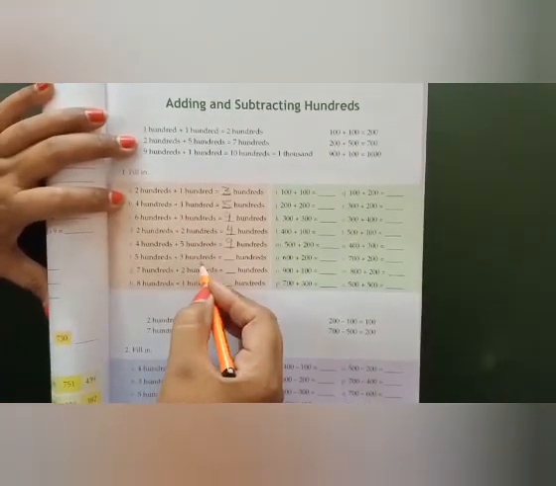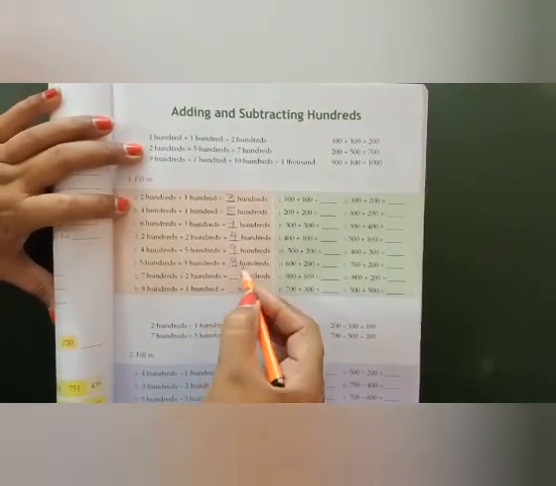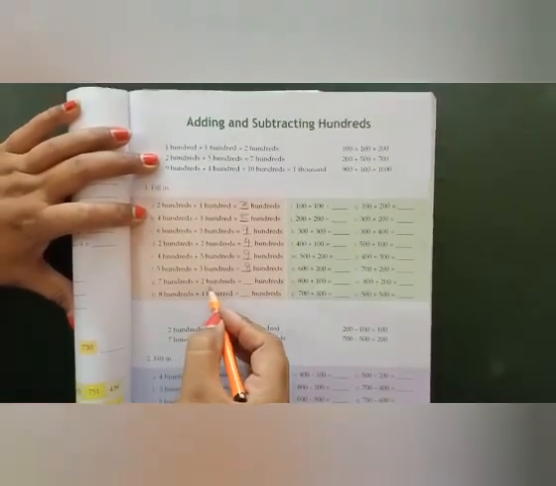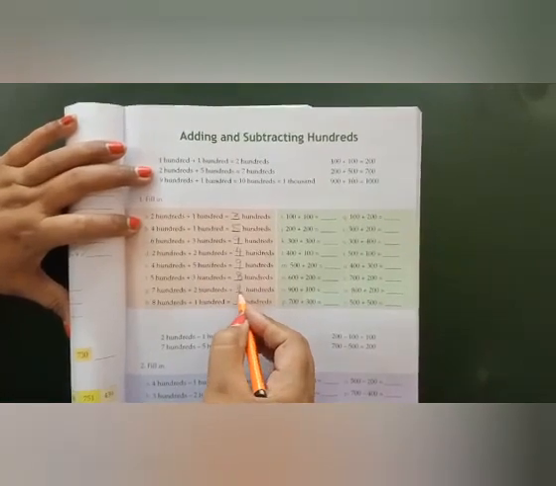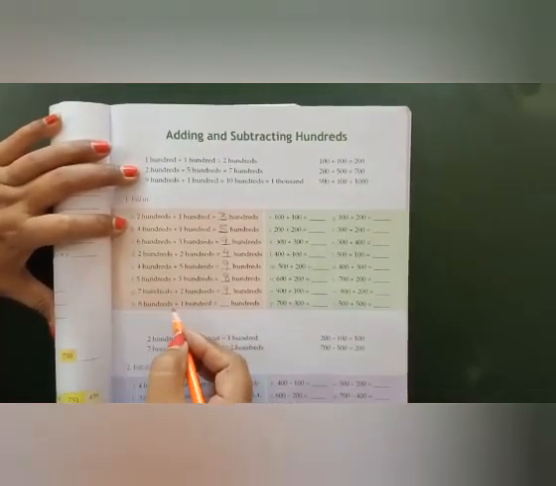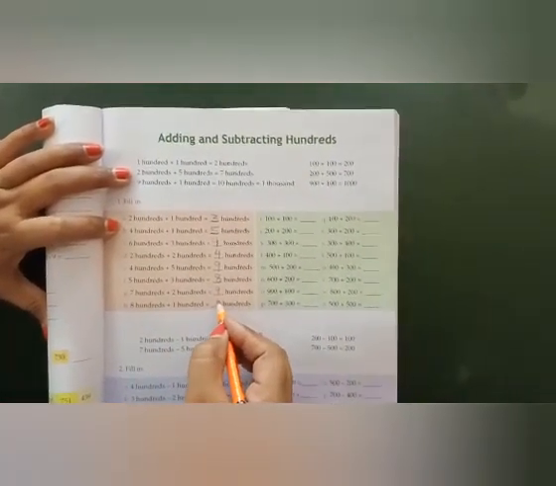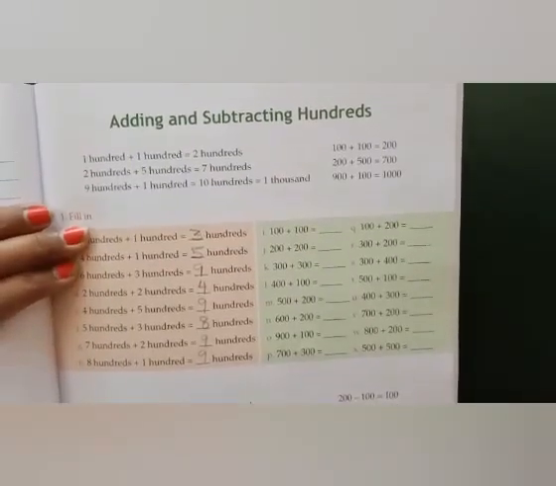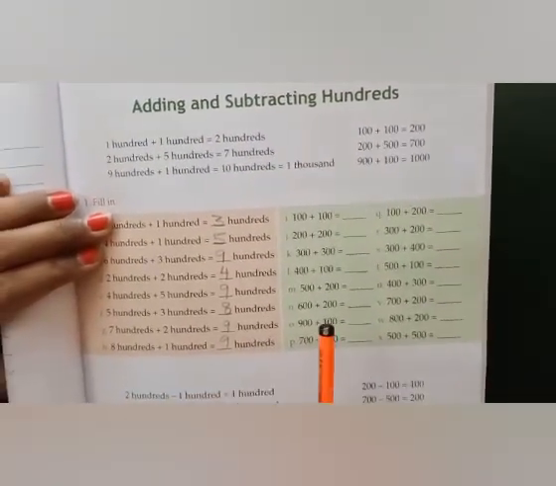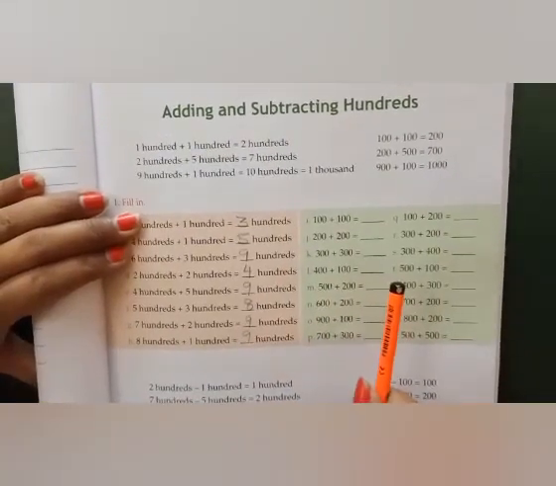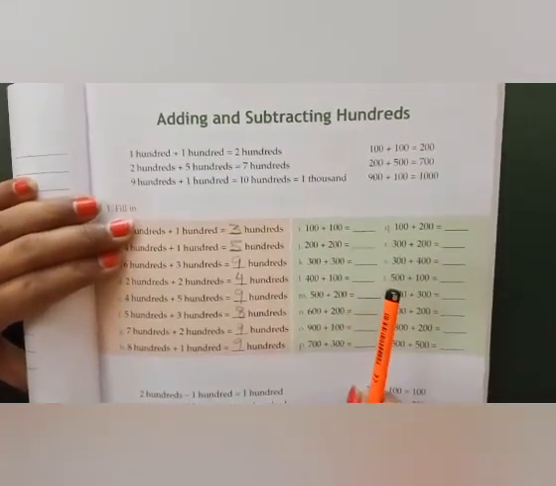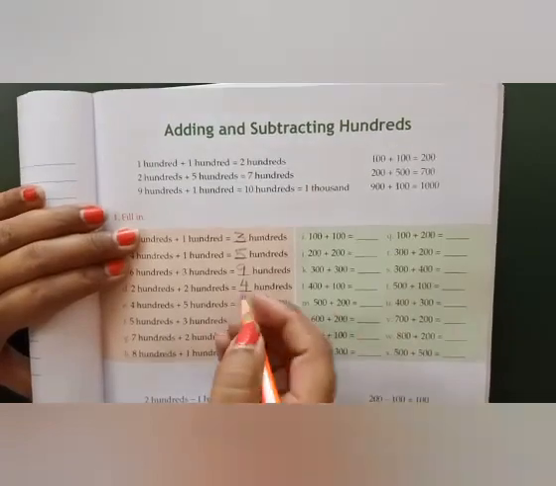500s plus 300s is 800s. 700s plus 200s again it is 900s. 800s plus 100 is 900s. Children, on other side the numbers are given, the hundreds are given in numbers. So you add these numbers.